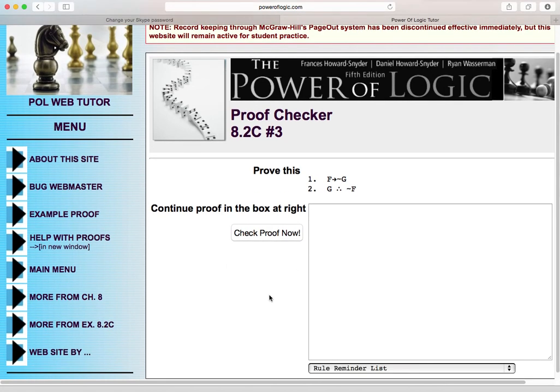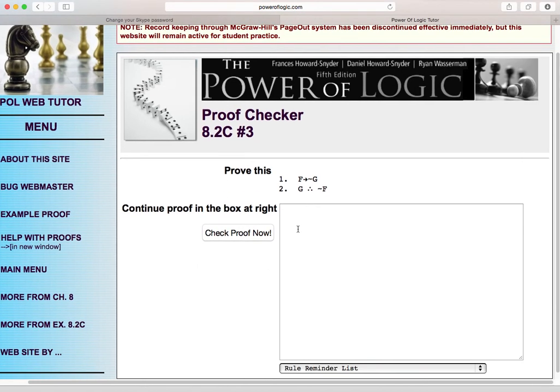Alright, let's look at this one right here. Now remember, the idea of a proof is the same thing as what you did in geometry class. So we're going to work our way step by step. We would write something out beside each of these lines. And eventually, we want to be able to get to the conclusion. In this case, the conclusion is not F.